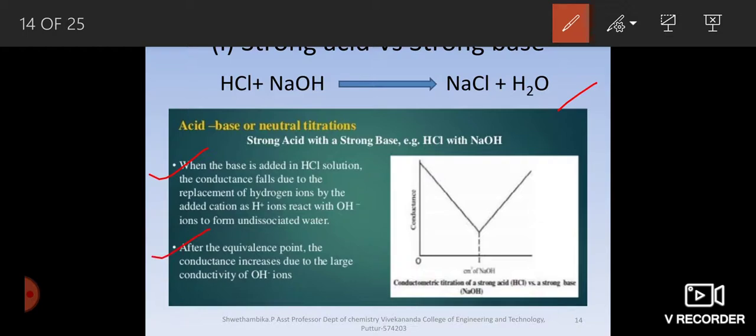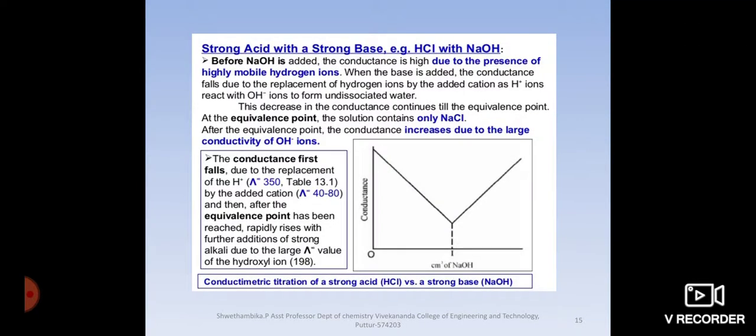After the equivalence point, the conductance would increase due to the large conductivity of OH- ions. So if this particular case study is given, you are expected to write the reaction and the two reasons for the variation and provide a graph which completes the application of case 1.